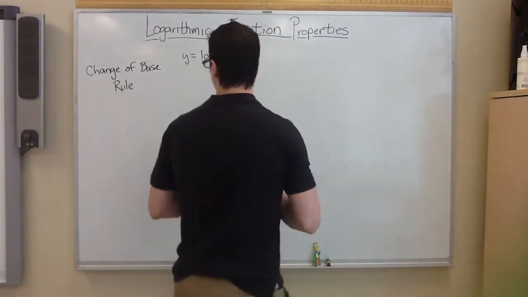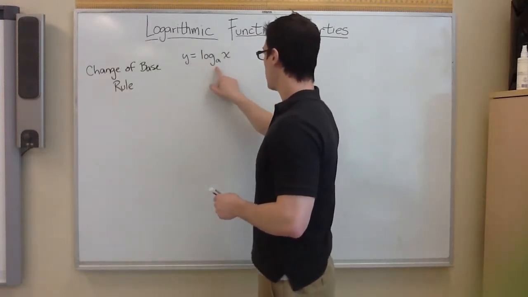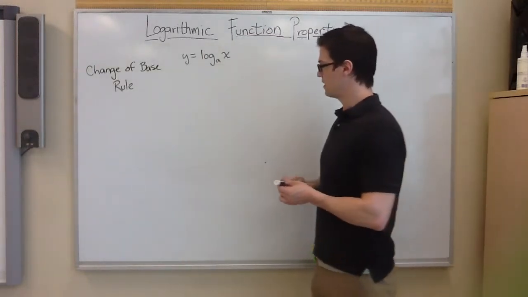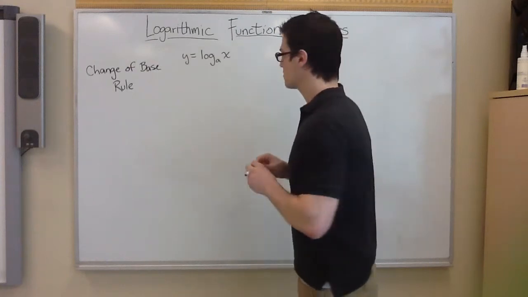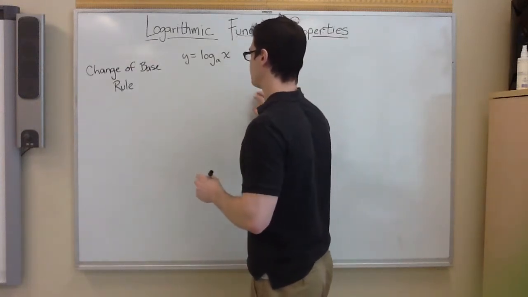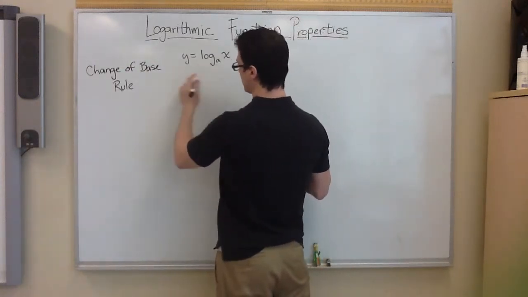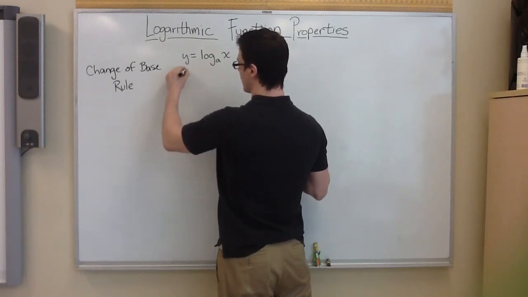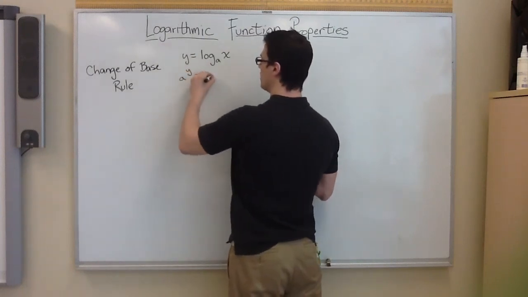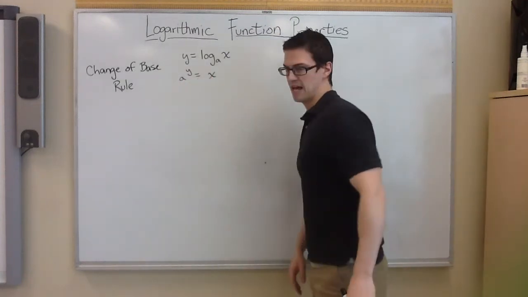Okay? Here we go. So we're going to start with y equals log base a of x, just like we start all these, and then I'm going to do the inverse of the exponential function to show this. So to get rid of this log base a, raise both sides to the a power, just like we did in the last video, and you get a to the y equals x.